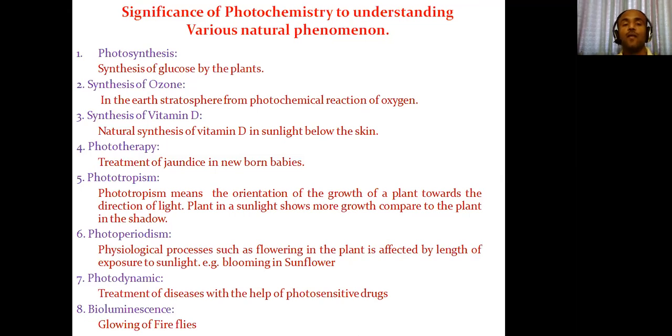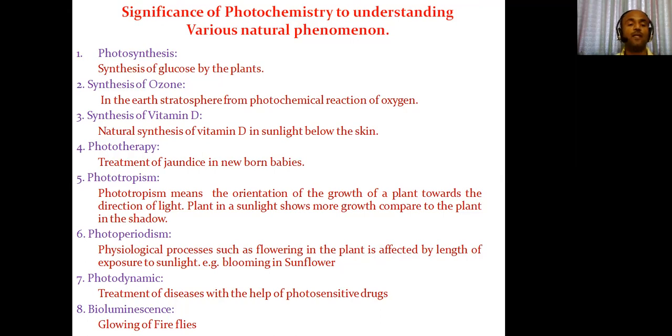Now, significance of photochemistry in understanding the various natural phenomena. So first, photosynthesis. Synthesis of glucose by the green plant with the help of plant pigment chlorophyll, and in presence of light, with starting materials carbon dioxide and water, there is synthesis of food material, that is glucose. This reaction is called photosynthesis, and this is an example of photochemical reactions.